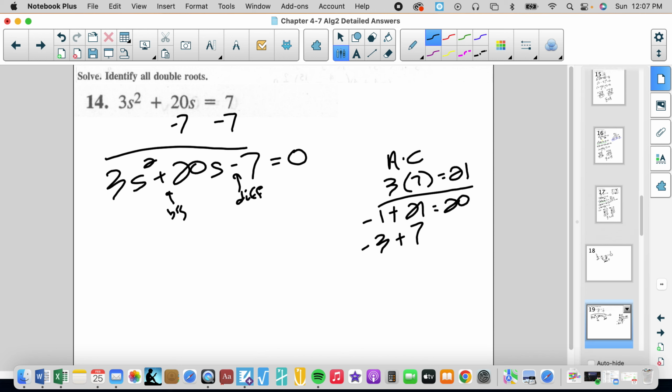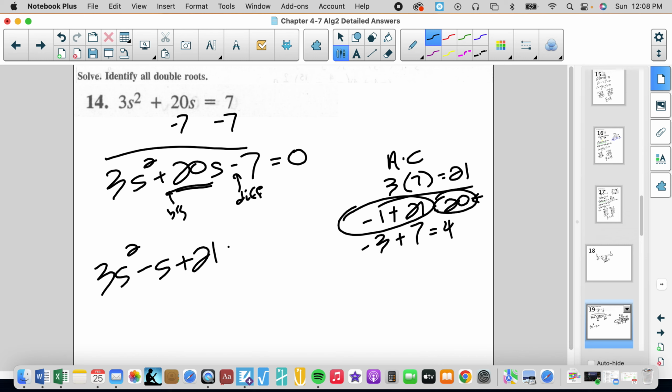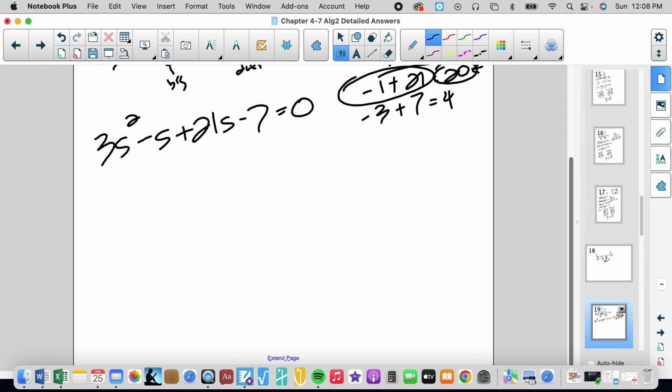That's going to give us 20. That's going to give us 4. So this is my middle, 20. You see the 20 there. So I'm going to take these two values, -1 and 21, and I'm going to break that 20s, and I'm going to rewrite it as -s plus 21s. We combine that, it takes us back to 20s. So I haven't changed it, I've just unsimplified it. Oh, I like that. I've never used that term.